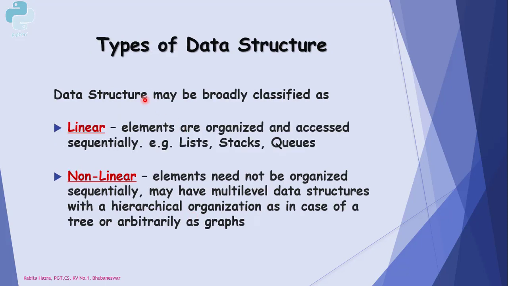Different types of data structures may broadly be classified as linear and non-linear data structures. In a linear data structure, elements are organized and accessed sequentially one after another, for example lists, stacks and queues. In a non-linear data structure, elements need not be organized sequentially. They may have multi-level organization as in the case of a tree, or may be organized arbitrarily as in the case of a graph.